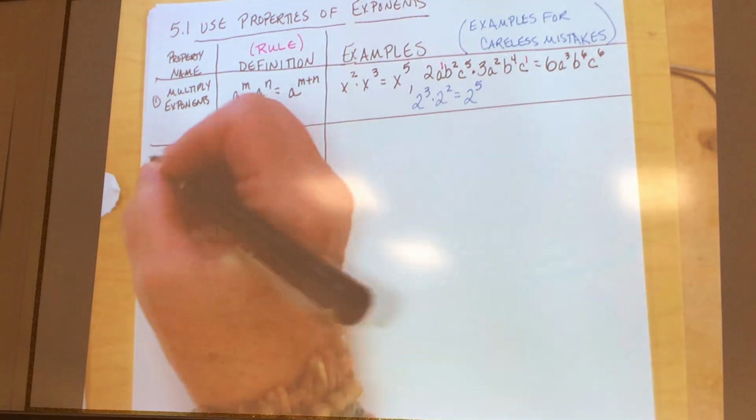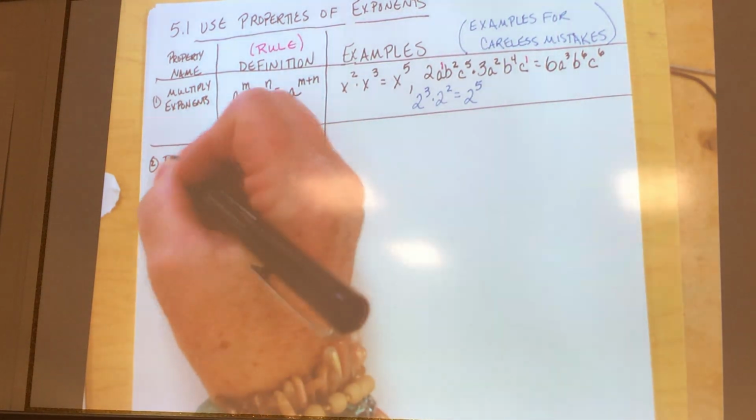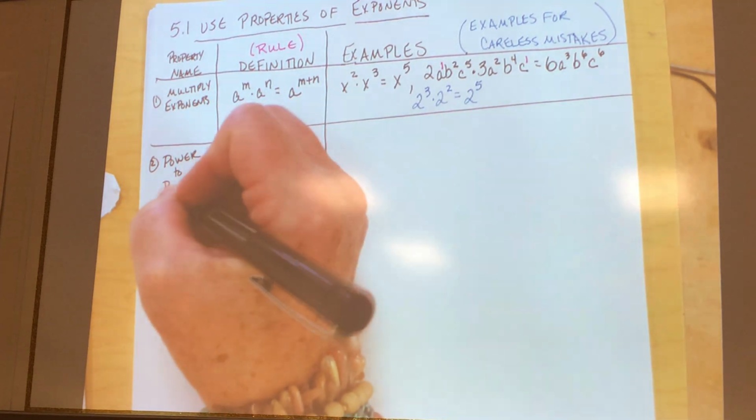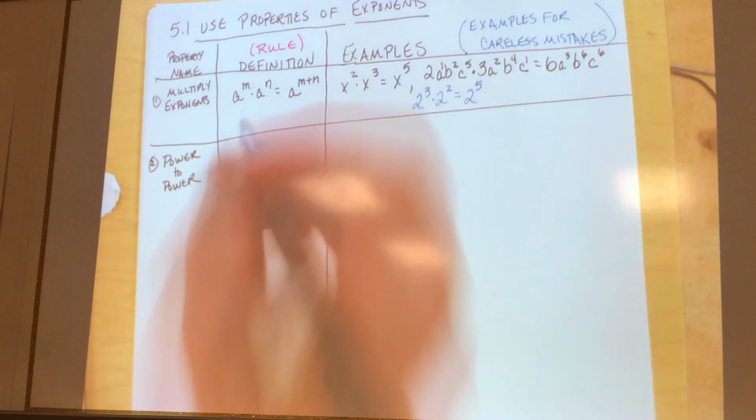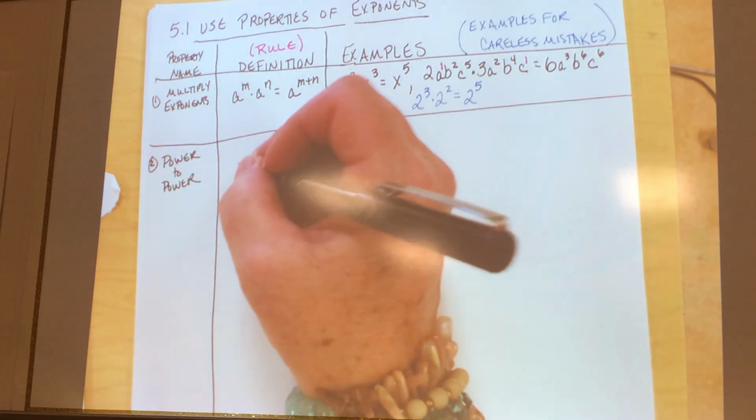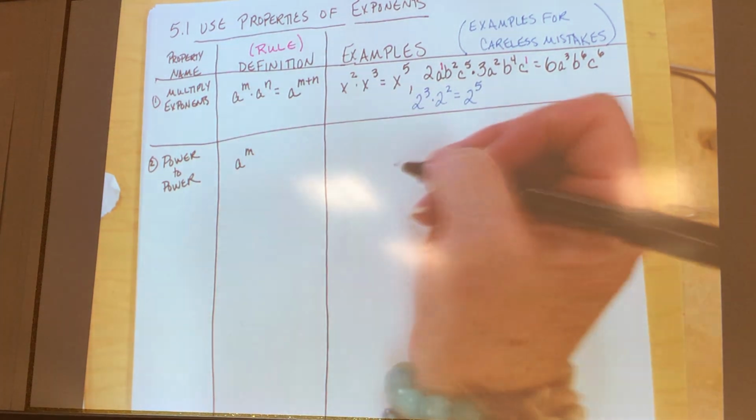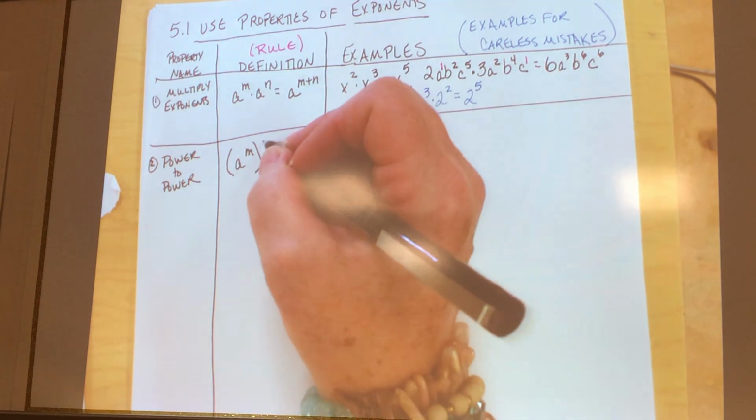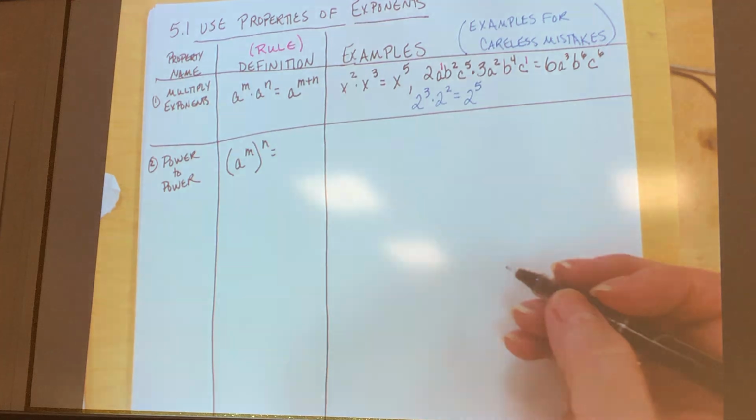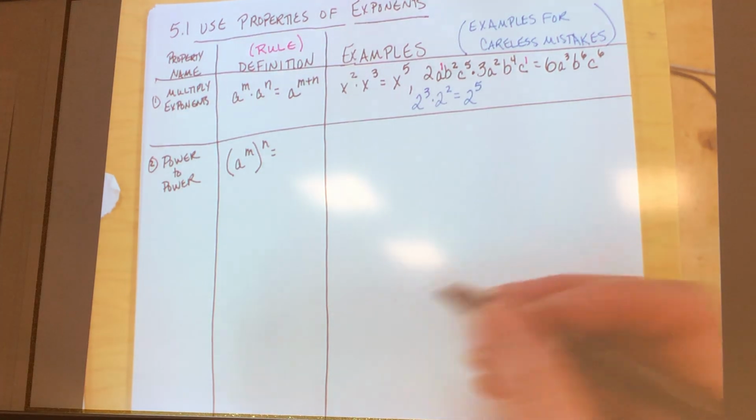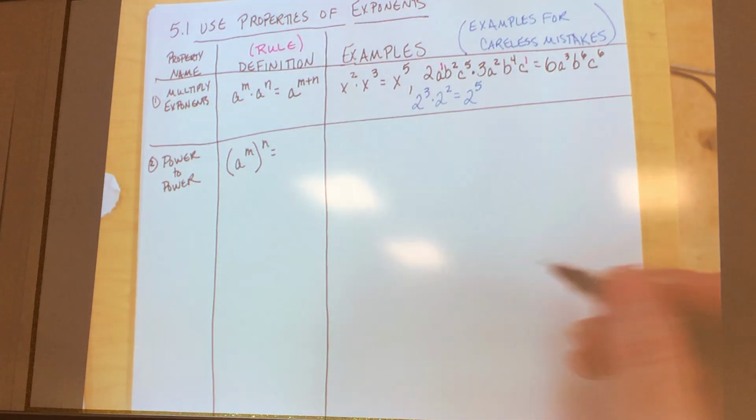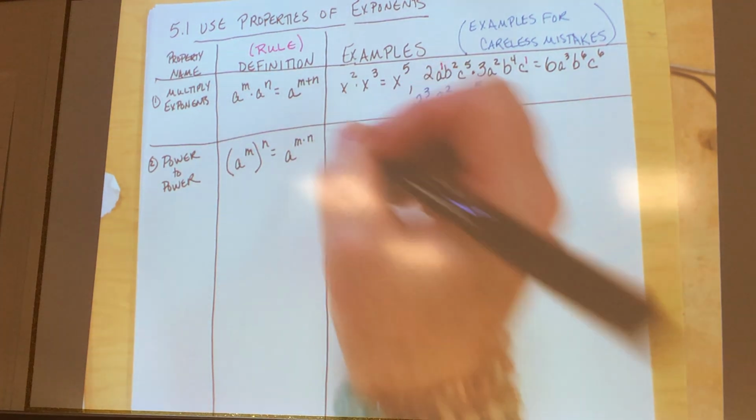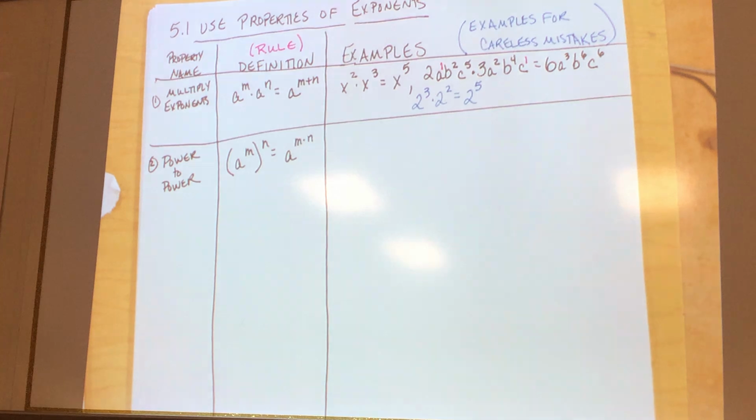Here's number 2. Number 2 is a power to a power. All right, this one's pretty easy. If you have a power, which is just a base and an exponent, and then I raise it to another power, powers to powers, you multiply your exponents. So it's going to be a to the m times n. You get it?